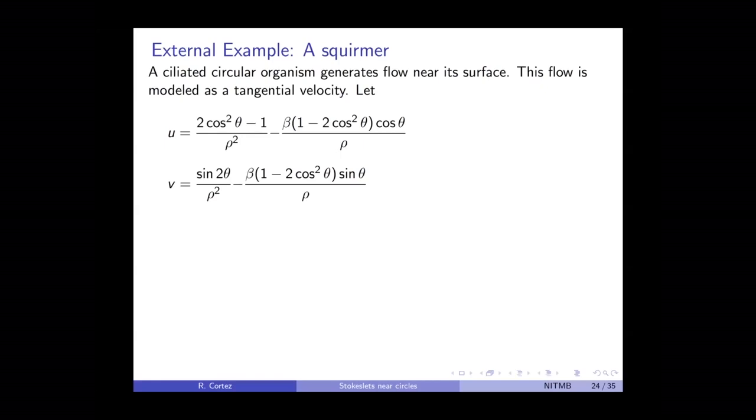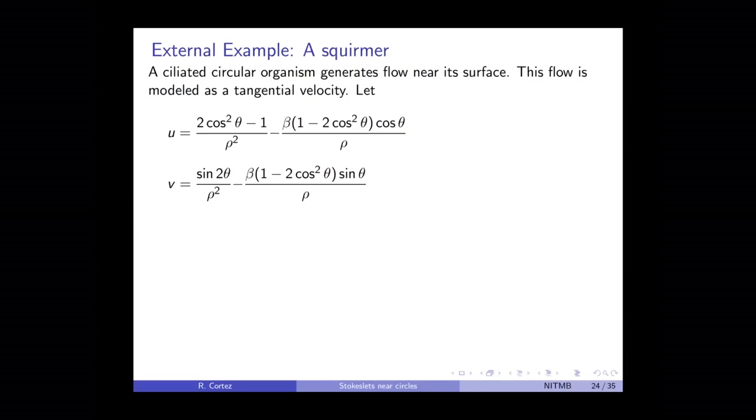So the first example is something called a squirmer. This is a model of a swimming organism. For example, a typical example in 3D would be something like a volvox, if you're familiar with this. These are really round things with cilia all around them. The cilia move, and that's how they propel themselves. Mathematically, this is modeled by having a sphere, or in 2D a circle, with a slip, a tangential velocity condition.